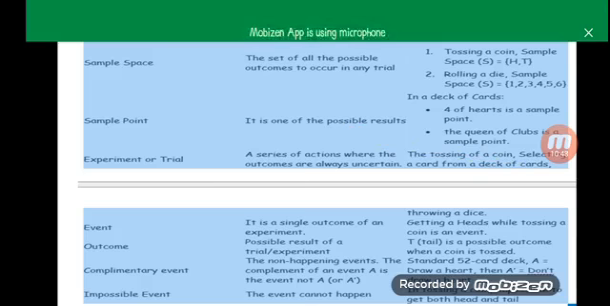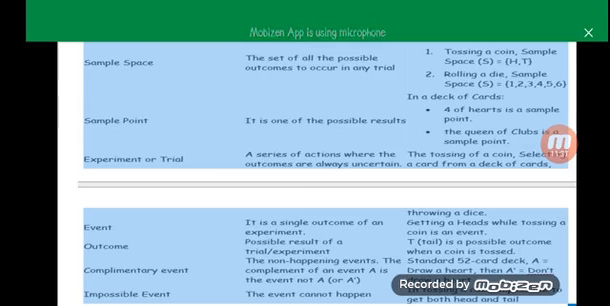So we want to quickly consider some terms in probability. The first one is sample space. Sample space is the set of all the possible outcomes to occur in any trial. Let me quickly say something. In probability, we'll be dealing with materials. We may be dealing with dice, we may be dealing with cards, and many other things while talking about it.